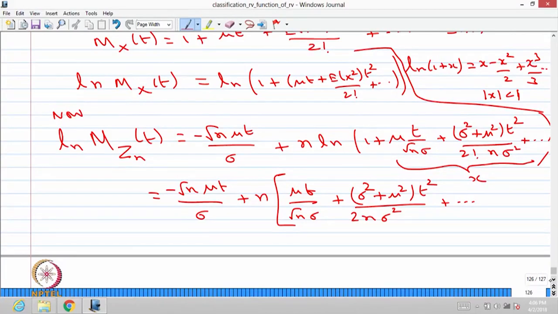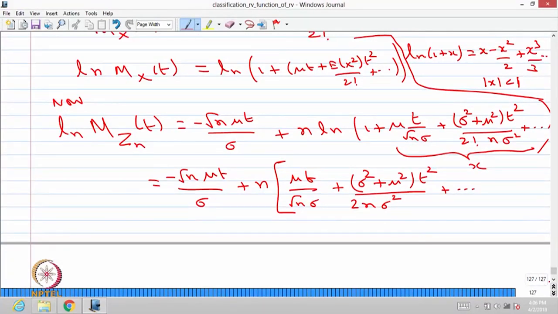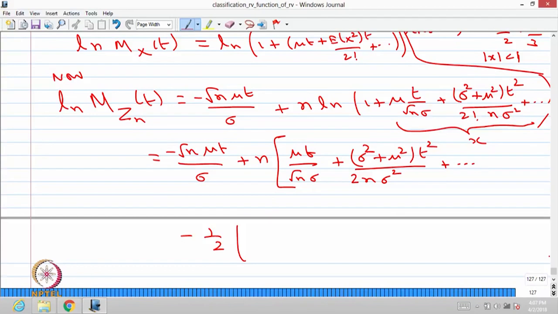Whereas now I am going to write the minus x square by 2 terms, that is minus 1 by 2 times, in the x square also I am not going to write all the terms, I am going to write only the first term, that is mu square t square by n sigma square. All the other terms I leave it as it is. There is a reason behind that. I am not going to write other terms of x square.